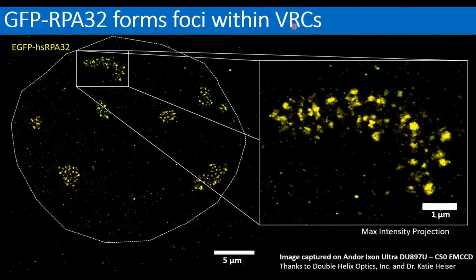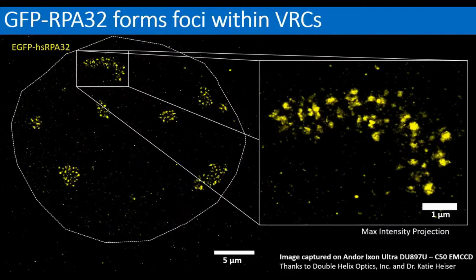This observation helped prompt a collaboration with Double Helix Optics, a startup company here in Boulder, using super resolution STORM microscopy, and this also used an Andor detector, where we confirmed the presence of GFP RPA foci within replication centers. And this is one nucleus, and I'm showing a max intensity projection through the whole depth of the nucleus. And each of these little clusters is one of these RPA foci within a replication center like this.